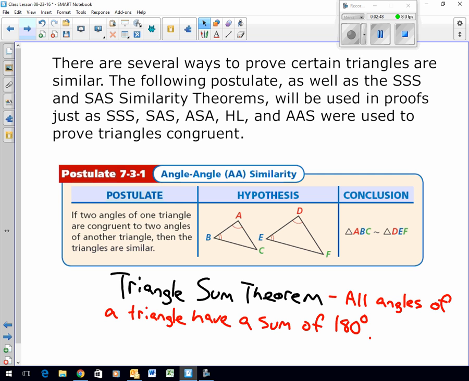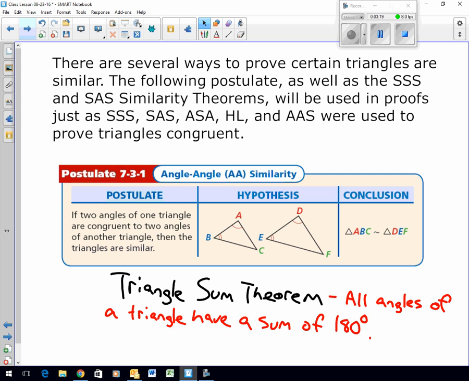Now I added the triangle sum theorem in here to make sure we get this down. Triangle sum theorem might be one of the most important things that we learn all year. All angles of a triangle have a sum of 180 degrees.